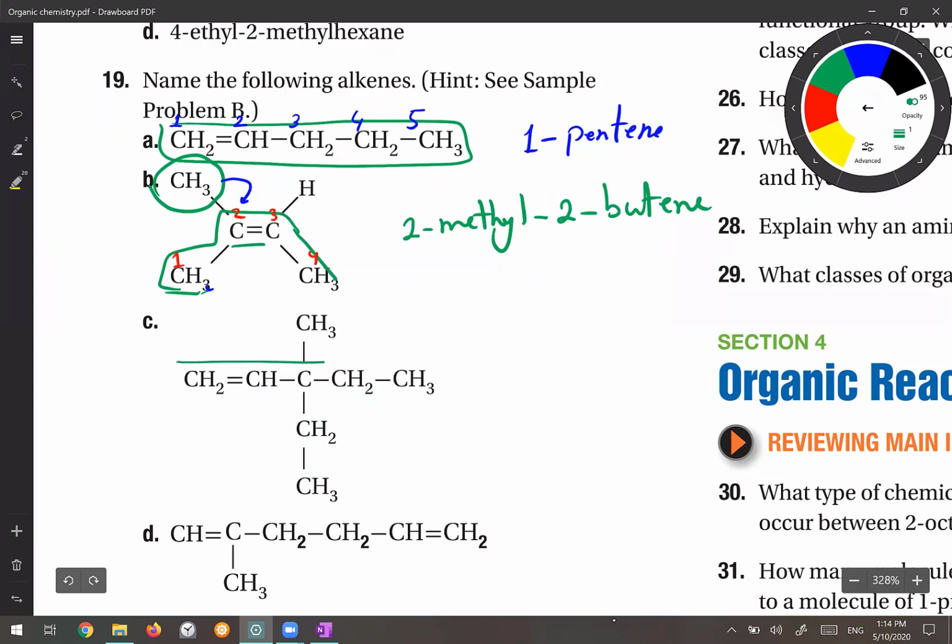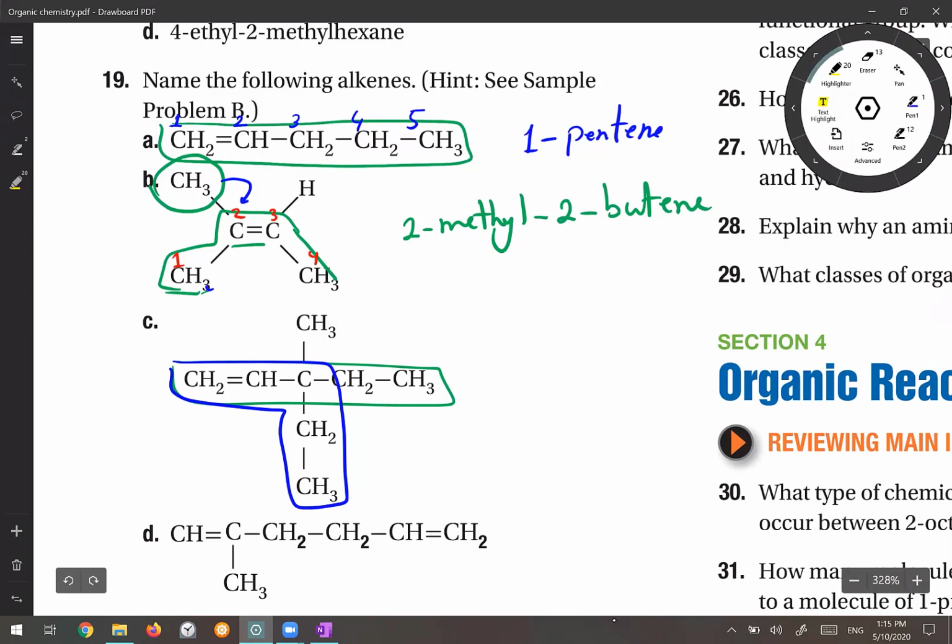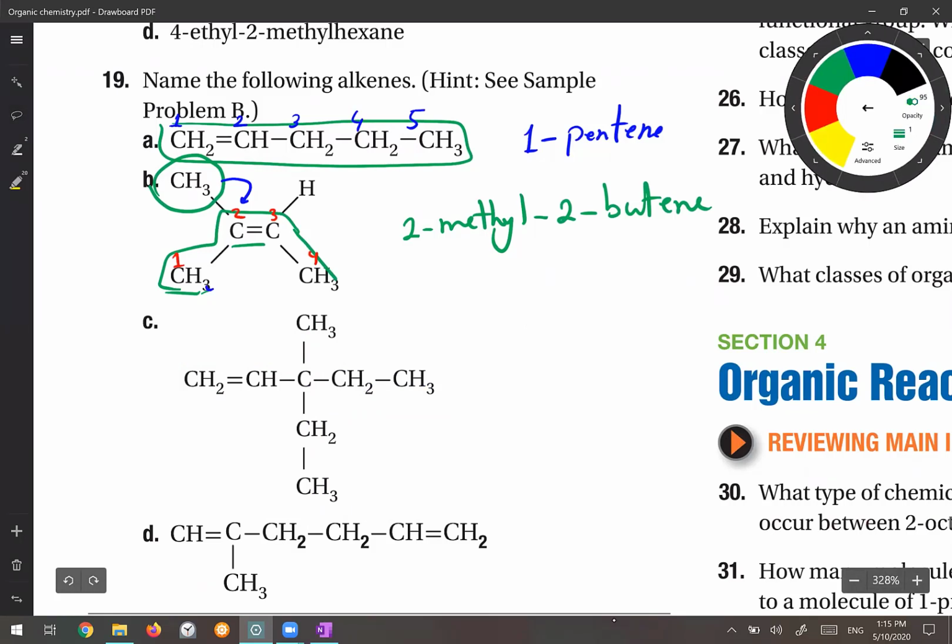So the longest chain would be this one. Also, you can consider this one to be longest chain. In both of them, there are 5 carbons in the parent. Again, look at this carbon. What is connected to that? At the right side, you have CH2, CH3. At the bottom, you have CH2, CH3. So no matter which one you choose to be your parent, both of them are exactly same. But it's better to choose the one which is written straight as a parent. So this is the parent.